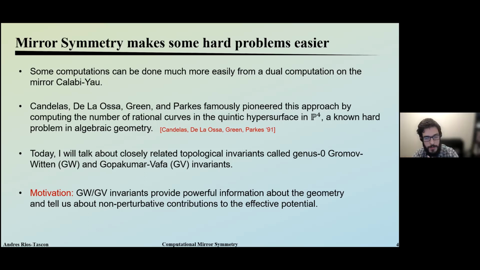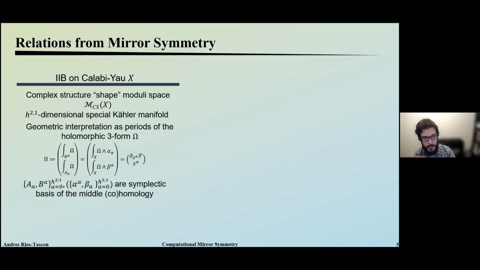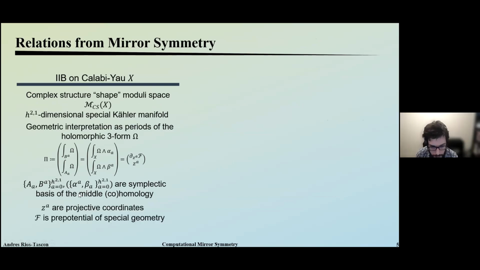Take type IIB compactified on a Calabi-Yau X, and let's look at the complex structure moduli space. This is an h^{2,1}-dimensional special Kähler manifold. It has a geometric interpretation in terms of periods of the three-form of the Calabi-Yau over a symplectic basis of the middle homology or cohomology. Here this period vector gives us projective coordinates of the moduli space and derivatives of the prepotential of the special geometry. Crucially, on this side there are no quantum corrections.